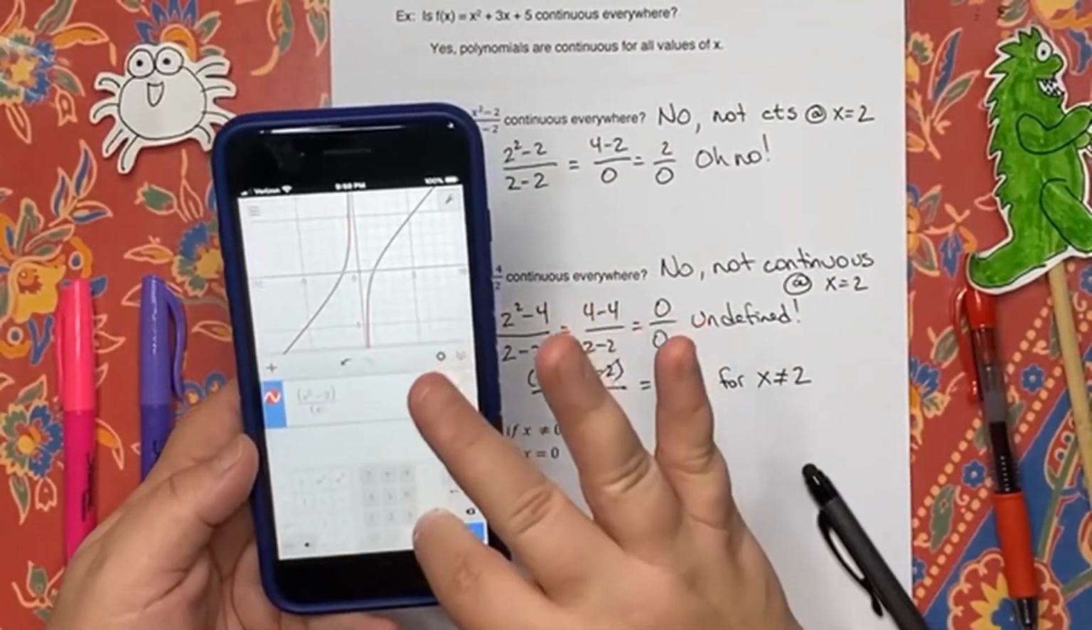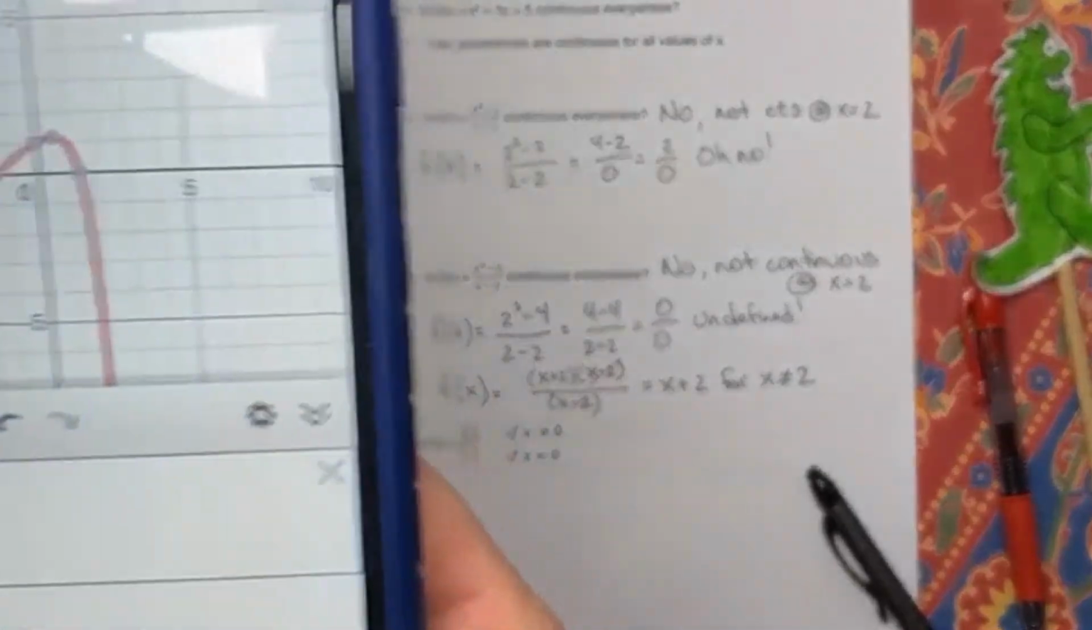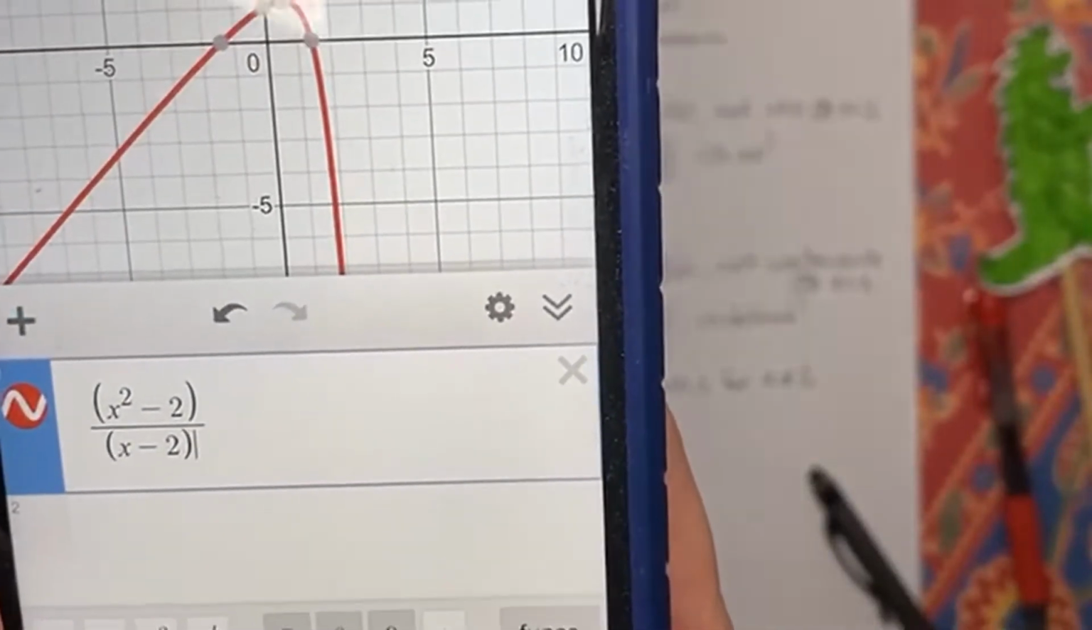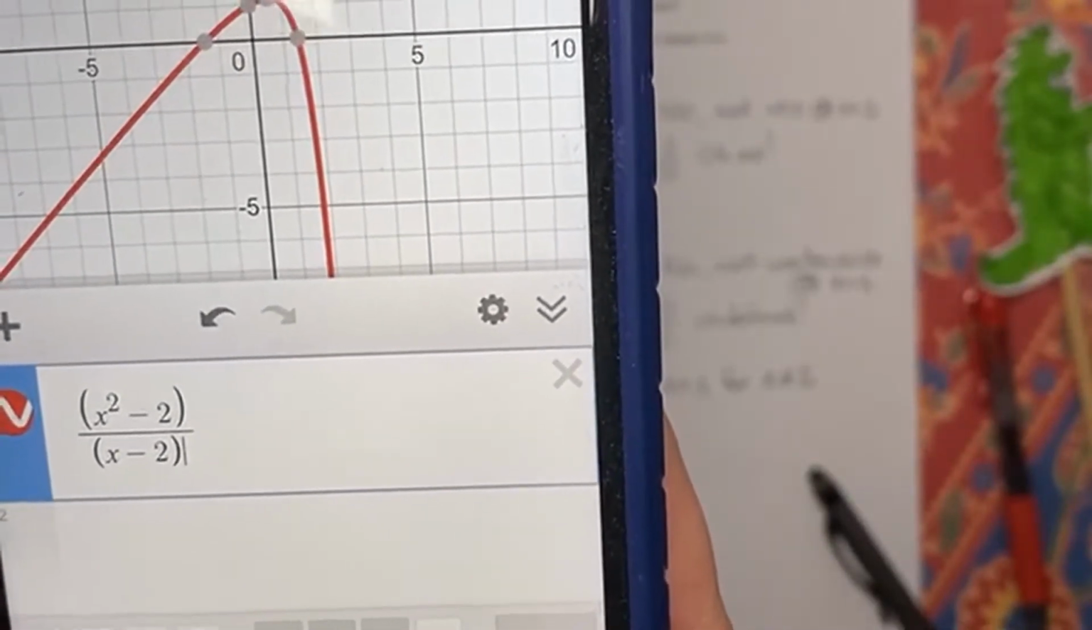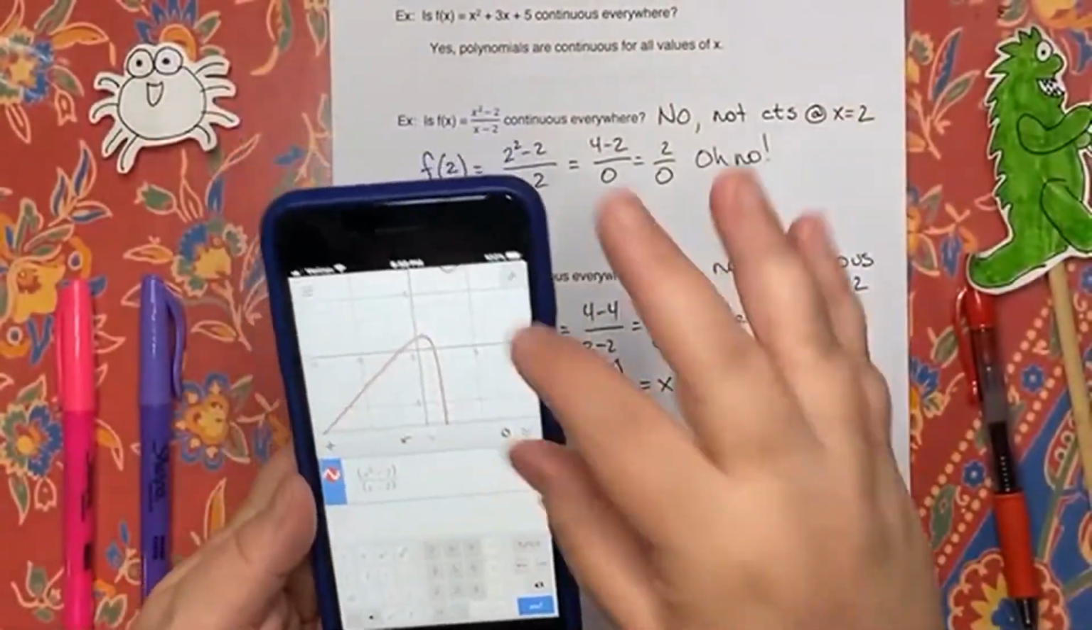Let's see, x minus 2. So I've got parentheses. Oops. Oh my gosh, you can tell I am a professional. So you can see the parentheses top and bottom to make sure that Desmos understands what we're talking about.